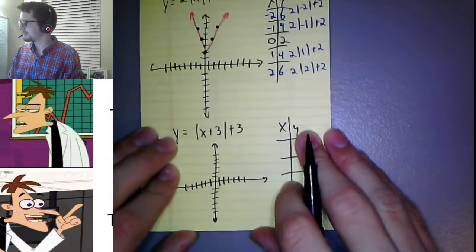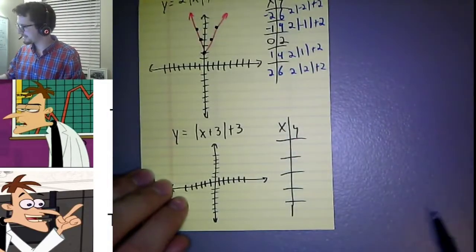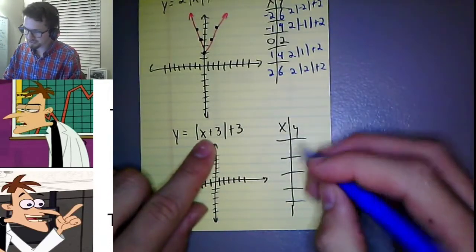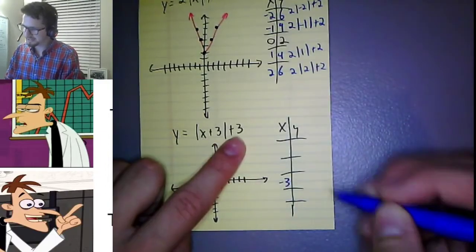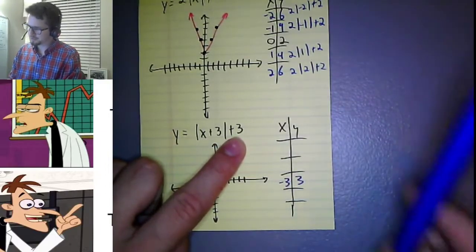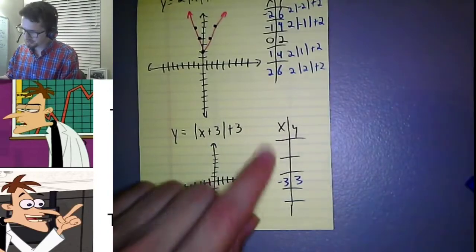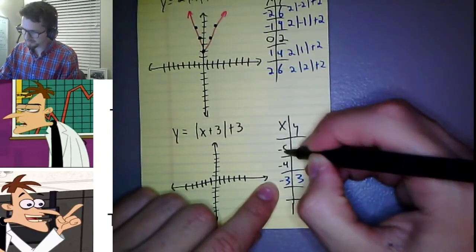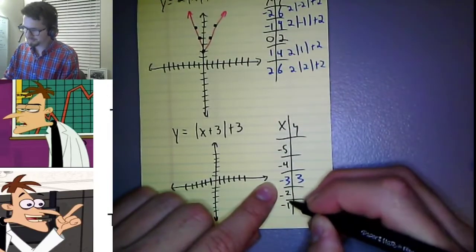Okay, let's move to this one. What is my vertex here? Opposite of h, so plus 3 turns into negative 3, and keep k, 3. Cool. So let's go down 2 and then up 2. So down 2 would be negative 4, negative 5, and up 2 would be negative 2, negative 1.